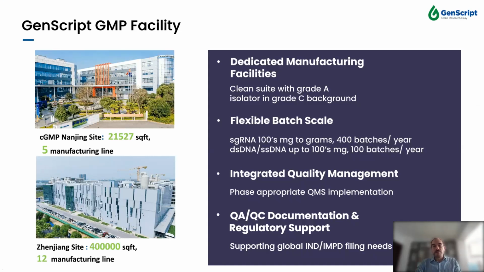These are just some pictures of our GMP facilities. We have GMP facilities in Nanjing with 21,000 square feet of area. We have 5 manufacturing lines in that GMP facility. We also recently built a much bigger GMP facility in Zhenjiang, 400,000 square feet with 12 manufacturing lines. Again, we have GMP dedicated manufacturing facilities. Every production line is separated. We can do flexible batch scales. We have high quality management systems, QA/QC documentation, and regulatory support.